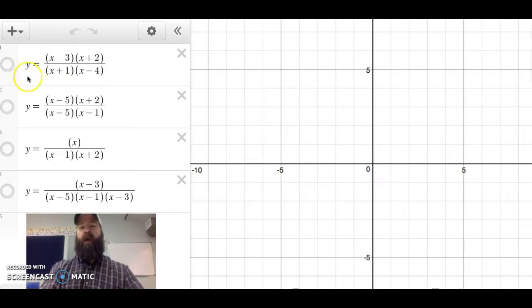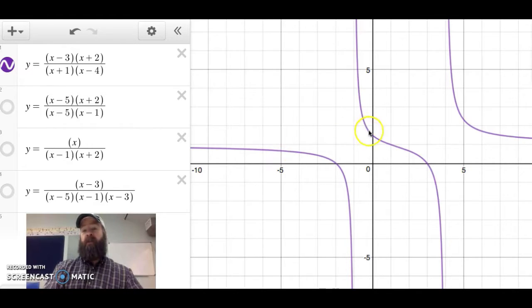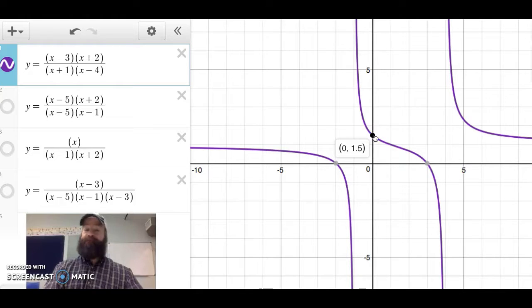So if I were trying to find a y-intercept of this first function that I have, I would let x equal 0. So each of these x's would have a 0 plugged in for it. And on top, that would give me negative 3 times 2, which is negative 6, over 1 times negative 4, which is negative 4. Negative 6 over negative 4 is positive 3 halves. So I would expect there to be a y-intercept at 3 halves. And if I turn the graph on, there it is, right there.